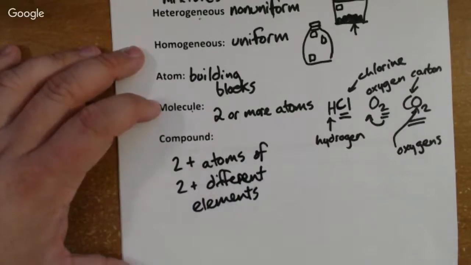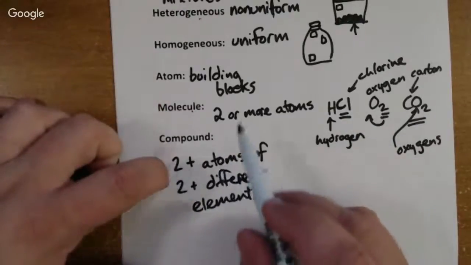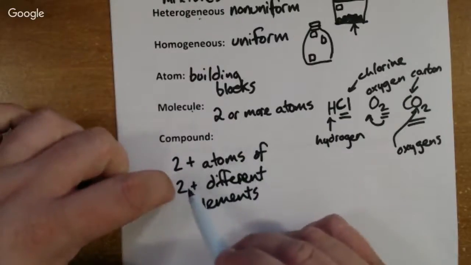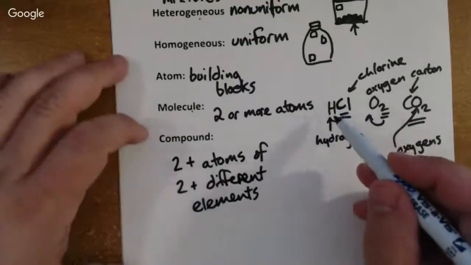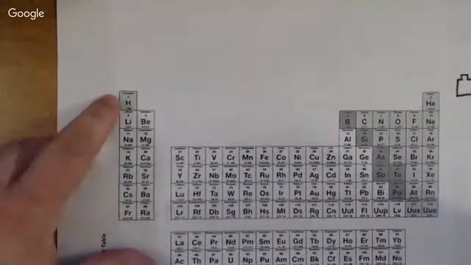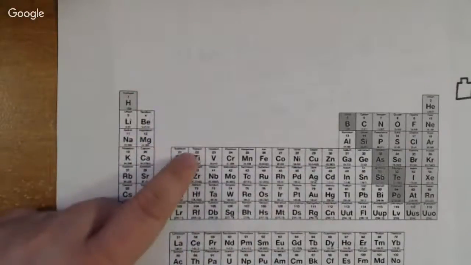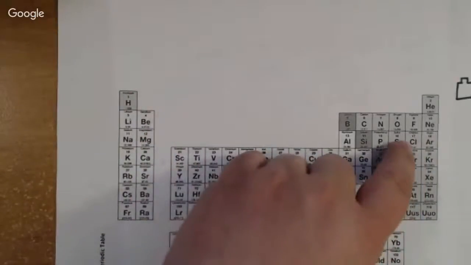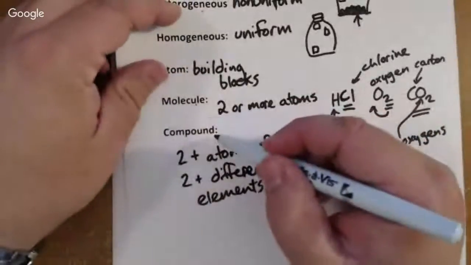So let's look at these again. To be a compound, you have to be 2 or more atoms, still, just like a molecule, but it has to be 2 or more different elements. So our first example here had hydrogen and it had chlorine. If we look at the periodic table, hydrogen's over here and chlorine's over here. Each box on the table represents a different element. So I have 2 different elements that show up in HCl and 2 or more atoms. So that makes HCl not just a molecule, but it also makes it a compound.